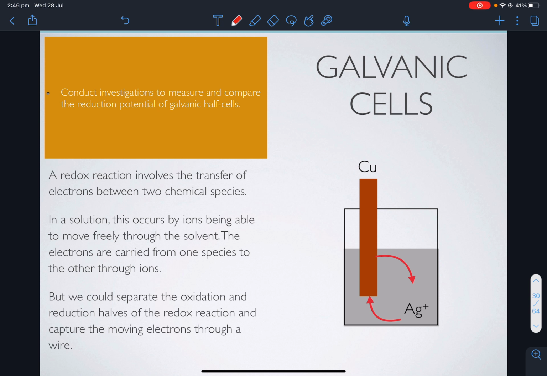Alright chemists, let's talk through this new concept of galvanic cells. So we need to conduct investigations and measure and compare the reduction potential of galvanic half cells. What are they? Okay, let's lead you into there. So, we've learned that a redox reaction involves the transfer of electrons between two chemical species.